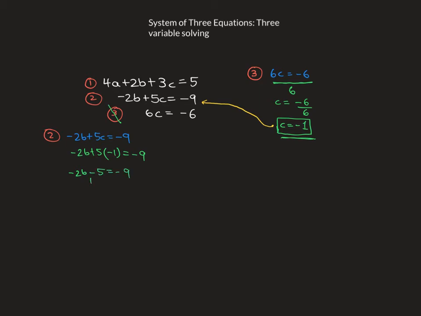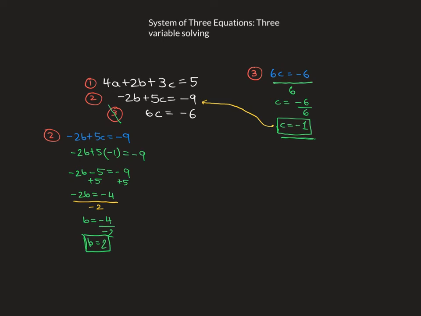Now we isolate by adding 5 on both sides of the equation. Minus 2b is equal to minus 4. And then we can divide by minus 2. B is equal to minus 4 divided by minus 2. B is equal to positive 2.